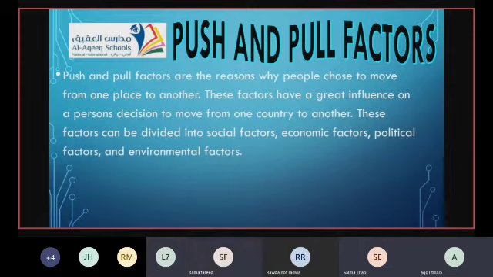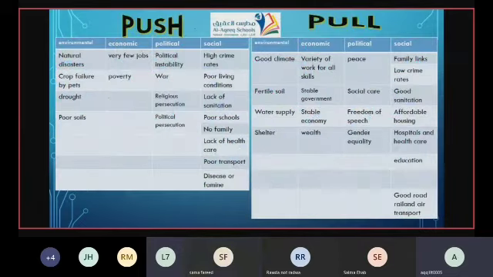You're welcome. Okay, so let's talk more about the push and pull factors, and we will find that those factors are divided into social factors, economic factors, political factors, and environmental factors. In those tables, there are many factors, divided into 4 types: environmental, economic, political, and social. The push factors are divided into those 4 categories, and the pull factors are also divided into those 4 categories.